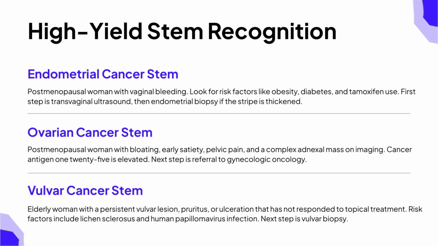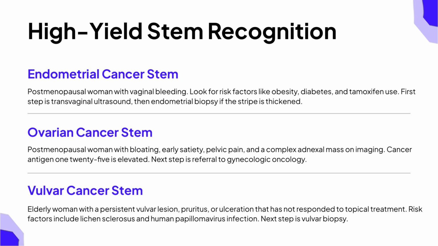Now let us talk about high-yield stem recognition. For endometrial cancer, the classic board stem describes a postmenopausal woman with vaginal bleeding. They will often include risk factors like obesity, diabetes, or tamoxifen use to point you toward the diagnosis. The first step is transvaginal ultrasound, then endometrial biopsy if the stripe is thickened. For ovarian cancer, the board stem describes a postmenopausal woman with bloating, early satiety, pelvic pain, and a complex adnexal mass. Cancer antigen 125 is elevated. The next step is referral to gynecologic oncology for surgical staging.